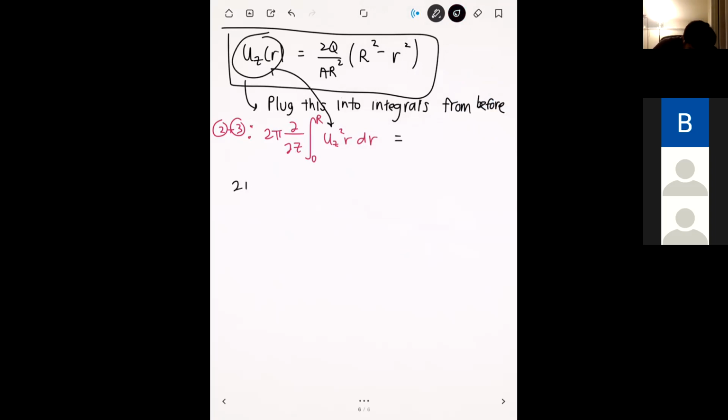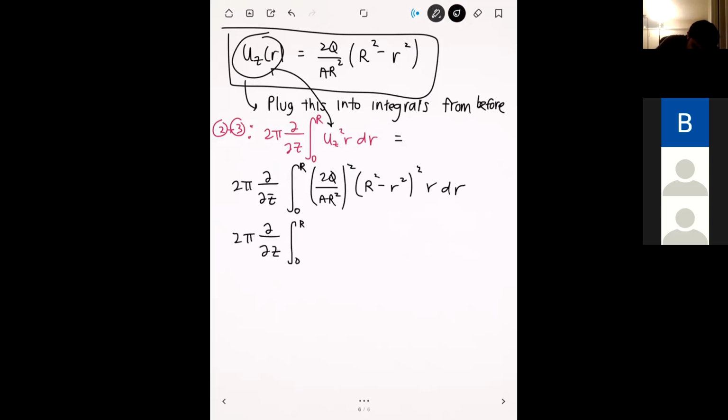All right, and the result for that is 2 pi partial z integral from 0 to R of 2q divided by a R squared times big R squared minus little r squared, r dr. And if we FOIL this out, then we get 2 pi partial z integral from 0 to big R of 2q over a R squared times big R to the 4th minus 2 R squared r squared plus little r to the 4th, times r dr.